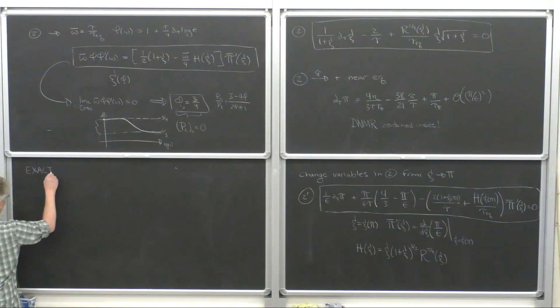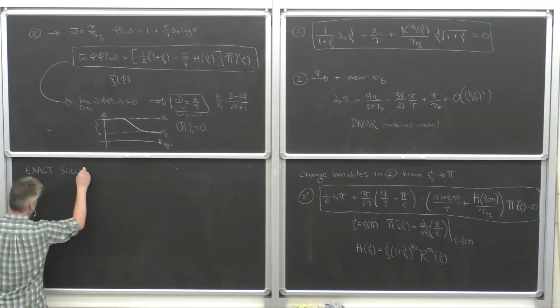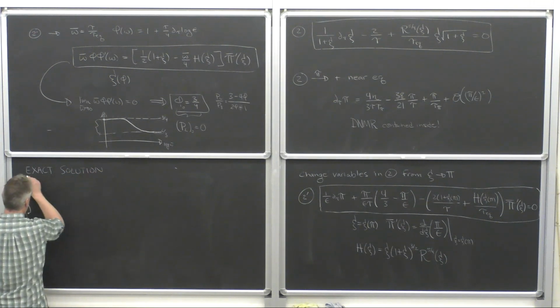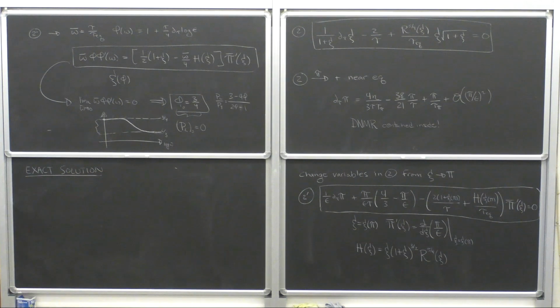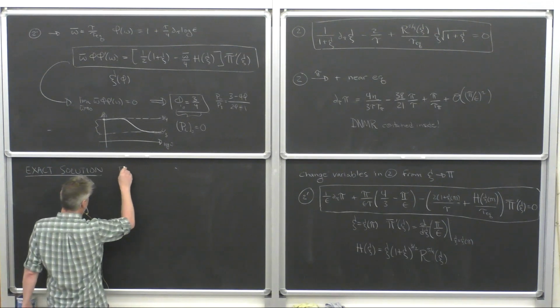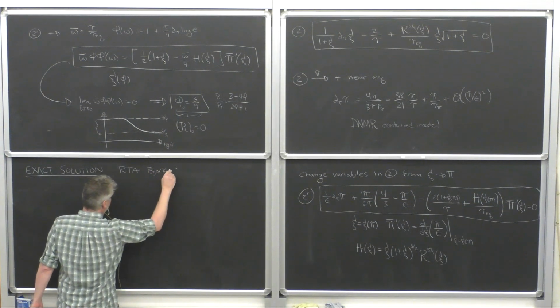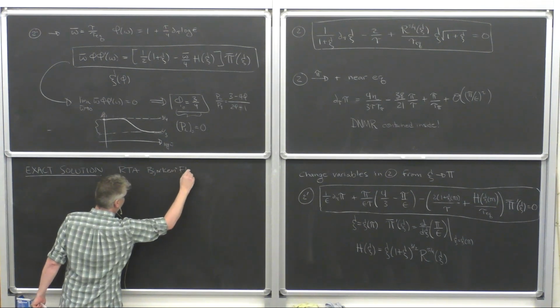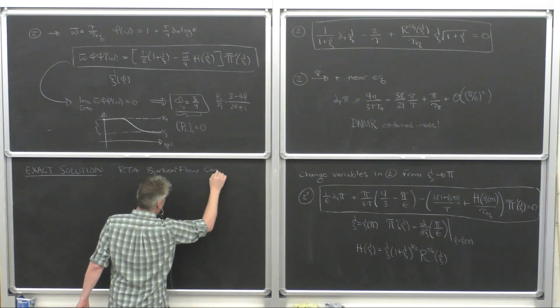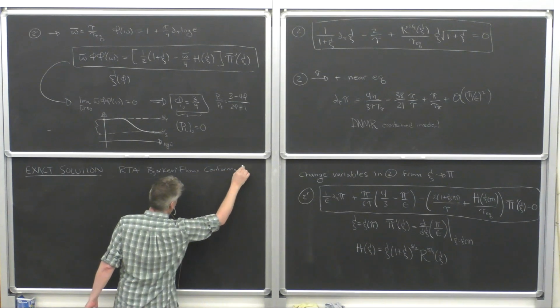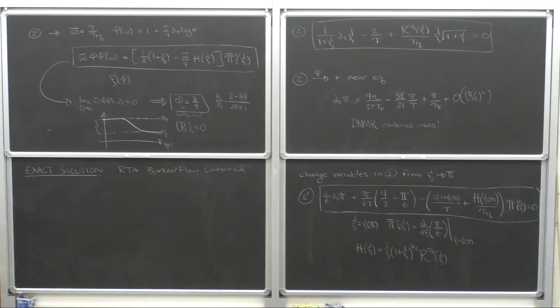Now, since the first exact solution, which is the one that I'm going to sketch today, there's been other ones. This is the exact solution for RTA in conformal Bjorken flow. Now, the same method can be applied to non-conformal Bjorken flow and also conformal Gubser flow, if anybody knows what Gubser flow is, and get an exact solution.